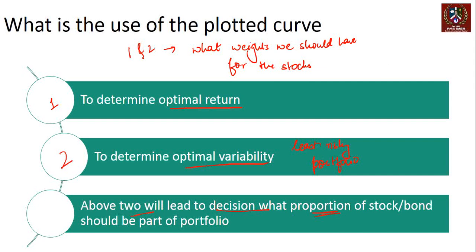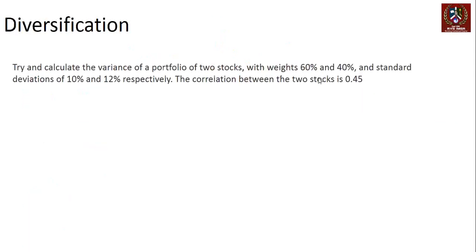We will end this video with a particular question: if you have a portfolio of two stocks with weights 60 and 40 and standard deviations of 10 and 12% respectively, and correlation is 0.45, you need to try and calculate the variance of the portfolio. And you can try and calculate the variance of the portfolio by changing these weightages as well. So change the weightages and you can try and calculate what is going to be the variance of the portfolio based on that.